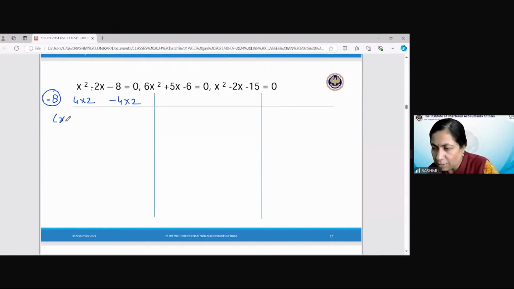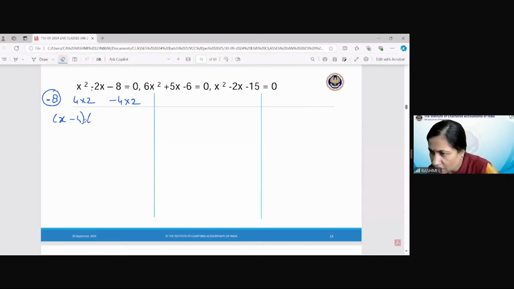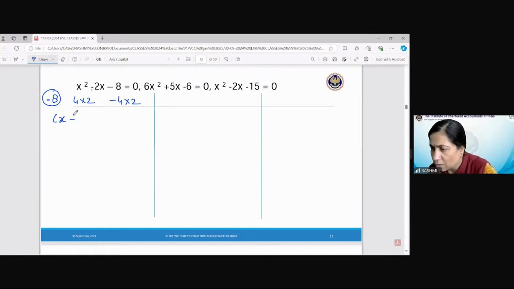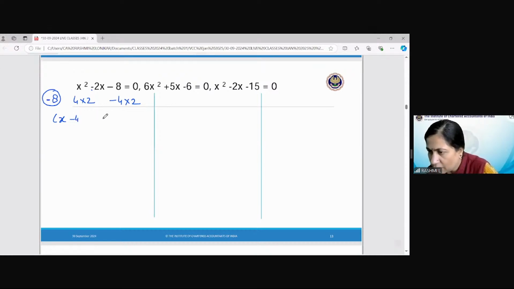So what will be the factors? x minus 4 and x plus 2 is equal to 0.